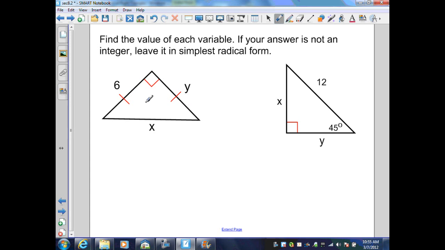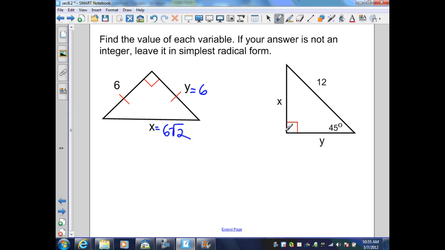In this right triangle, I know it is a 45-45-90 because my 2 legs are congruent. Therefore, since the legs are congruent, y is equal to 6. And from one of our 45-45-90 formulas, I know the hypotenuse is equal to the leg times the square root of 2. Therefore, this is 6 square roots of 2.